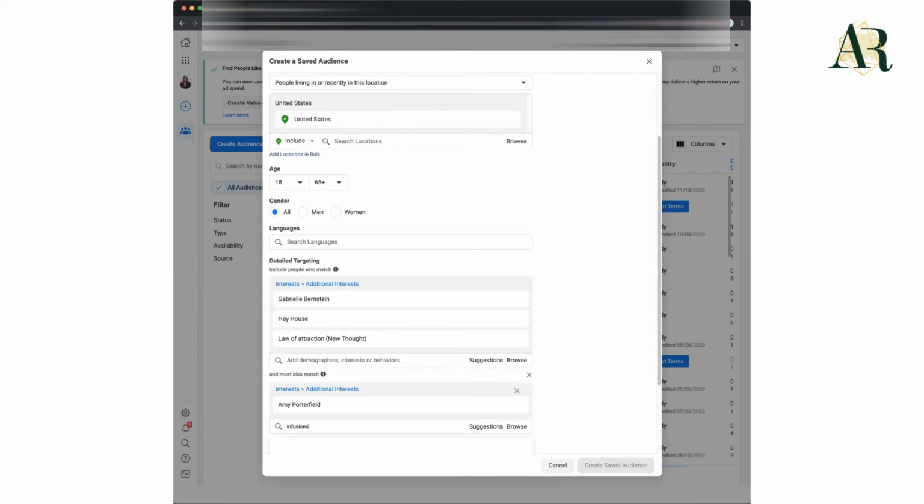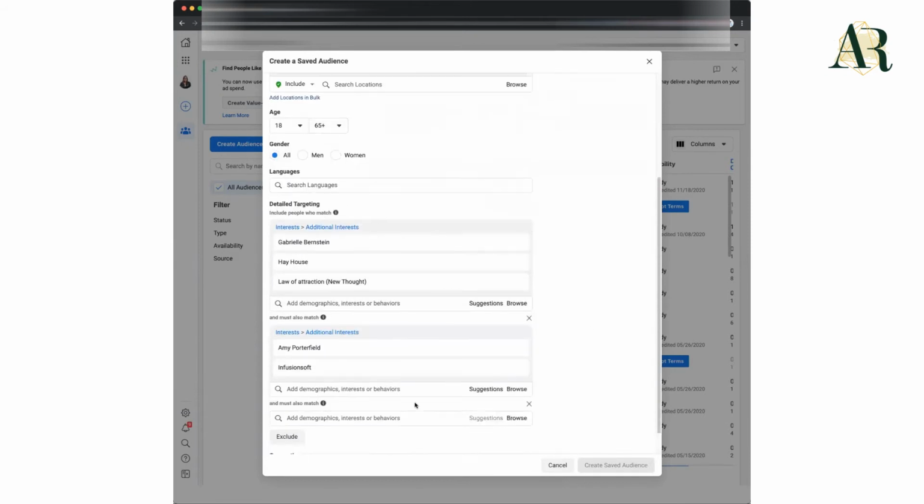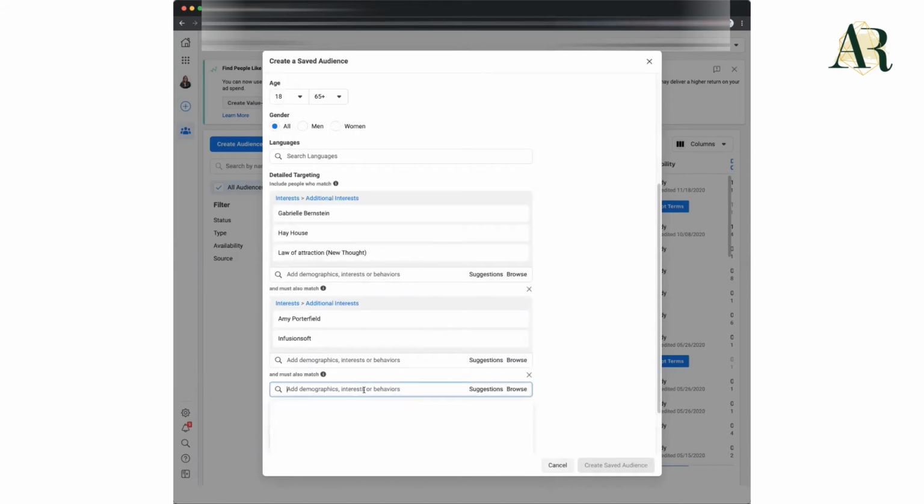for your third category. You want to have about anywhere from 1 million to no more than about 4 million in this audience of your reach.